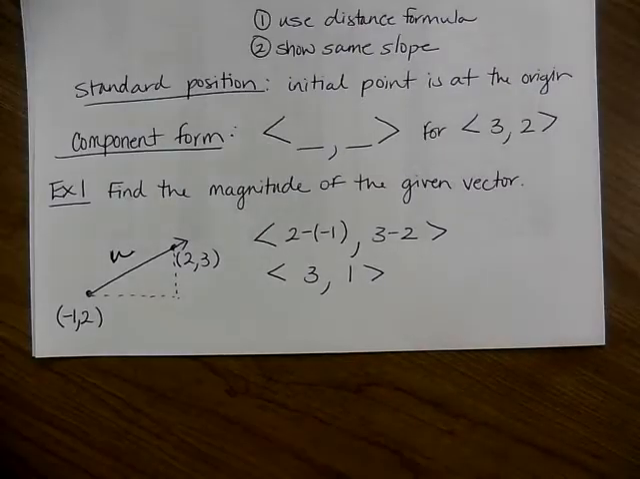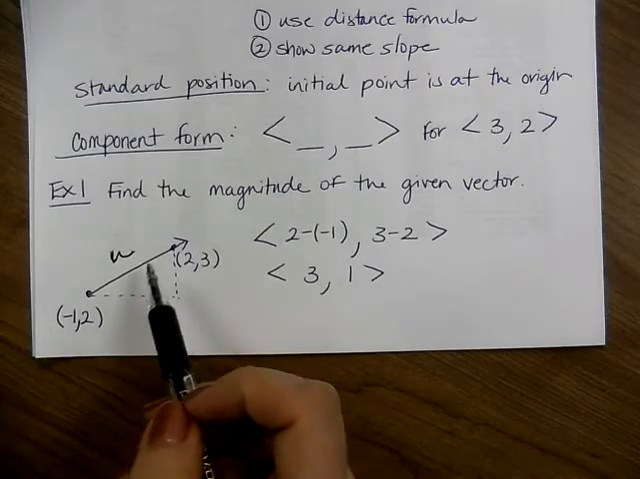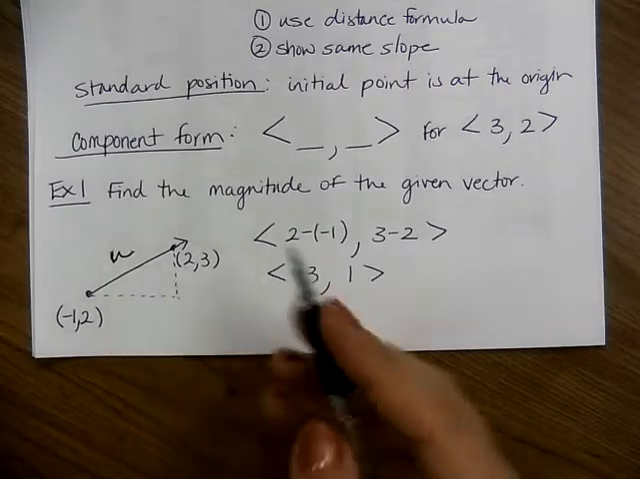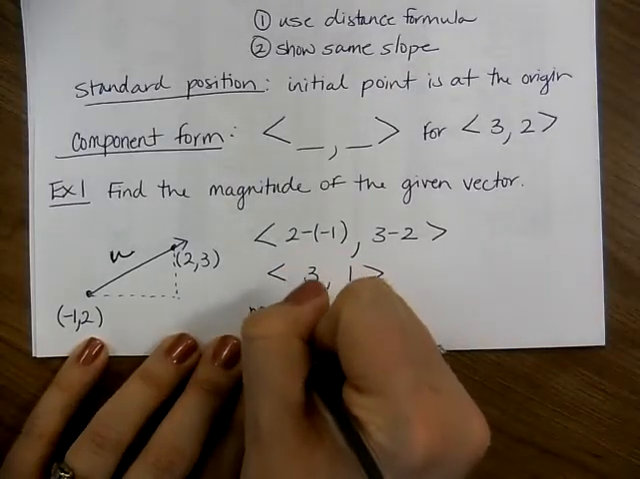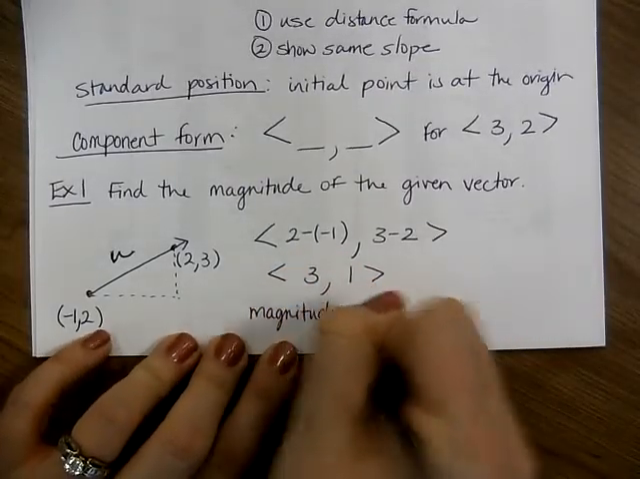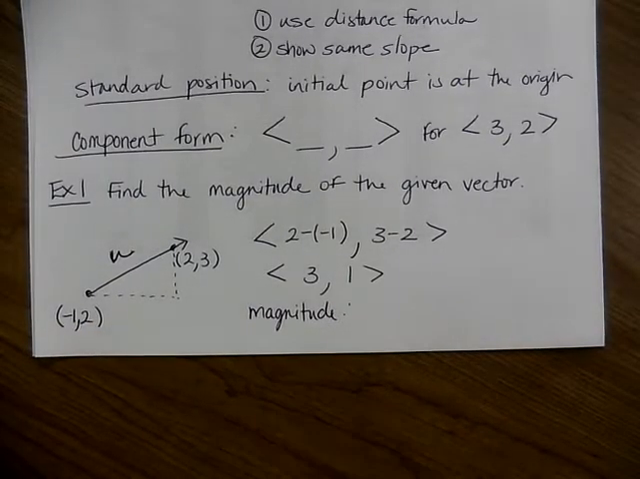Now think about this. If I wanted to find the magnitude of this, so I want to find the length, I'm essentially finding the distance, right? The length is just the distance formula. That's really what I'm doing when I'm calculating magnitude. So to find the magnitude, all you have to do is the distance formula, but we've already done part of the distance formula. If you remember the distance formula, it's the square root of x1 minus x2 squared plus y1 minus y2 squared, right?